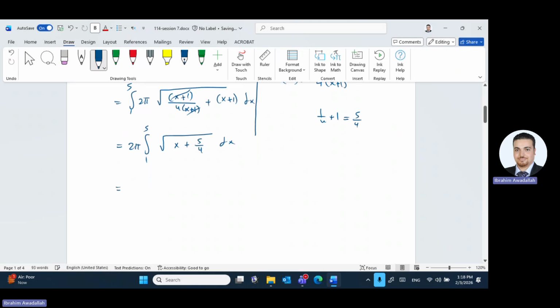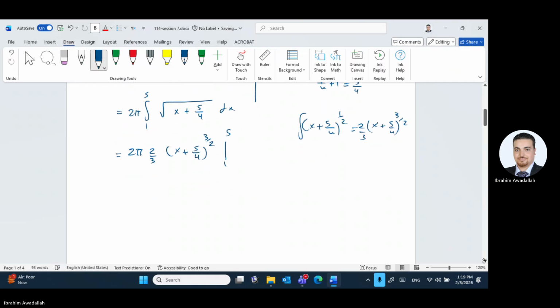Now we can make our integration. This is x plus 5 over 4 to the power half. The integration of it will be x plus 5 over 4 to the power 3 over 2, times 2 over 3. So 2 by 2 over 3 and x plus 5 over 4 to the power 3 over 2, from 1 to 5. And this will be 4 pi over 3 times.